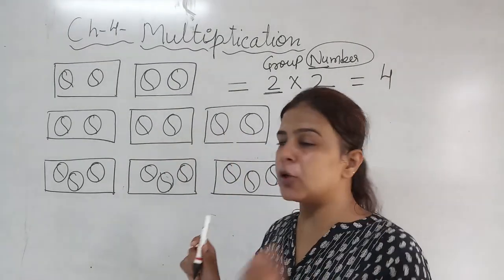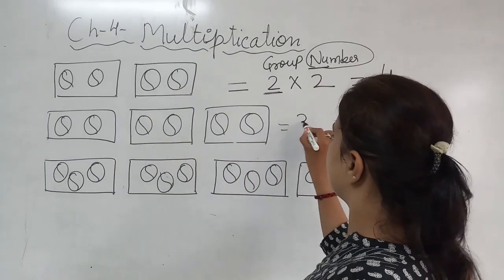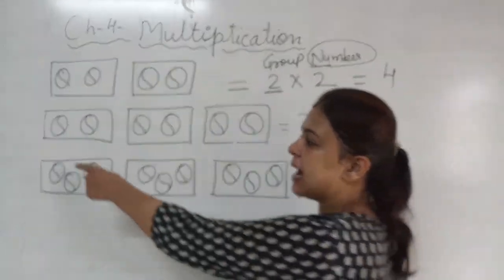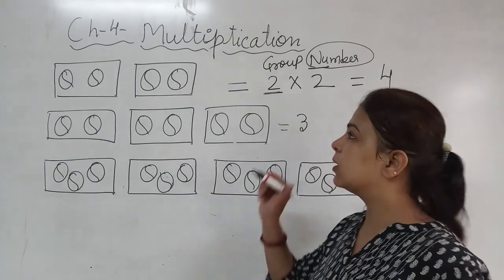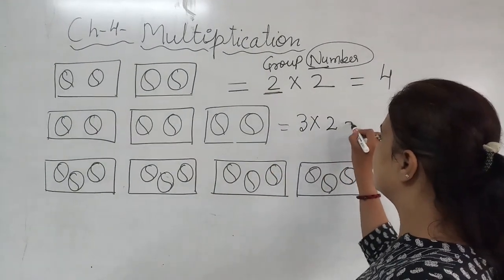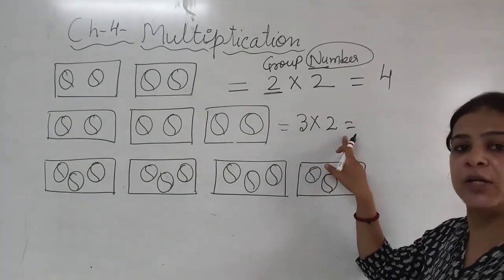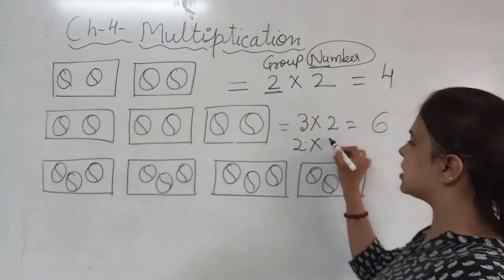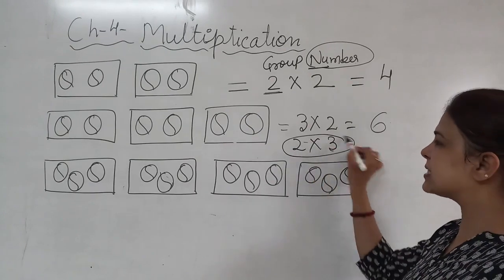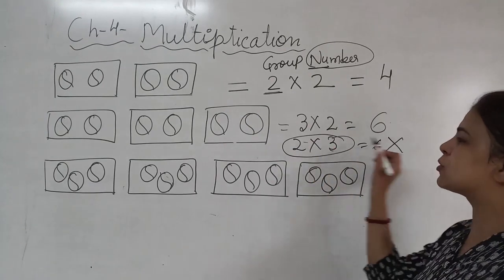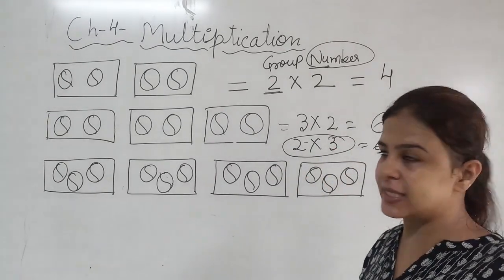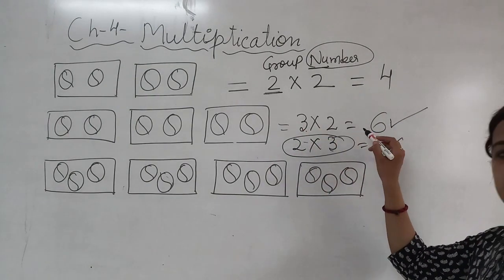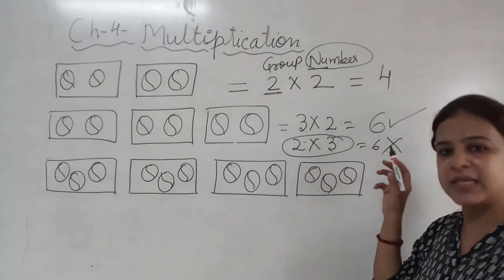So the number of groups will always come as the first number. Means this is 3 groups, and how many in each group? 2 in each group. So I will write 3 2s are 6. We cannot write, children, 2 3s are. 2 3s are is also 6, but this is wrong. I cannot write like this. I will write like this: 3 multiply by 2. 3 2s are 6.